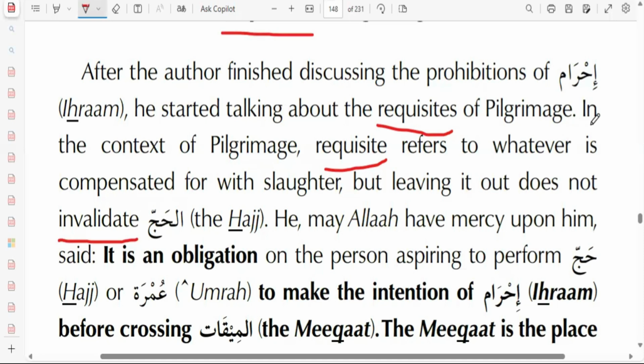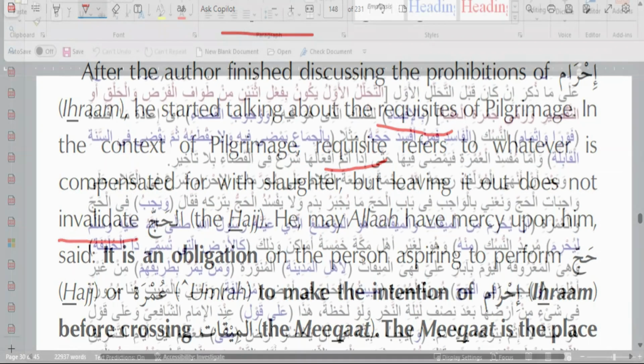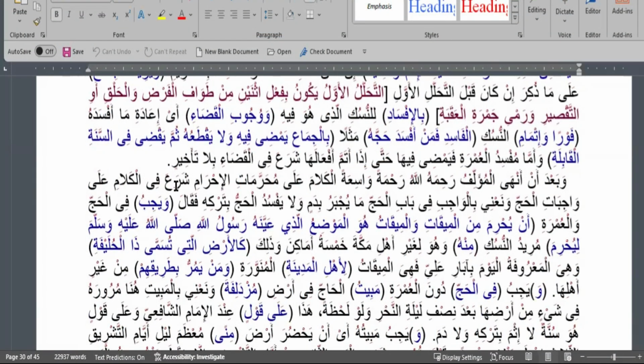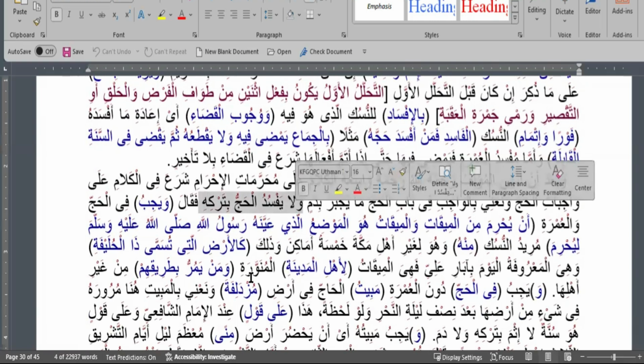So, after the author finished discussing the prohibitions of ihram, he started talking about the obligations or requisites or mandatory matters of pilgrimage. In the context of pilgrimage, wajib refers to whatever is compensated for with slaughter. But leaving it out, according to the Shaykh's words, does not ruin the Hajj. Let me see what's in the Arabic text also of Al-Qawl Al-Jaliyy. Probably they said it like the Shaykh said it. Here it is. They said in the Arabic, وَلَا يَفْسُدُ الْحَجُّ بِتَرْكِهِ, like the Shaykh said. Doesn't ruin the Hajj.